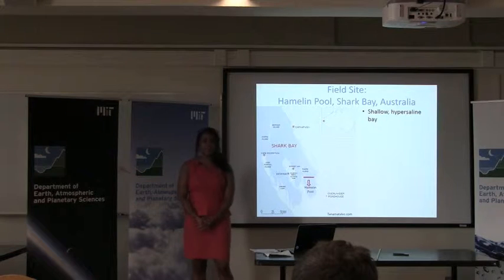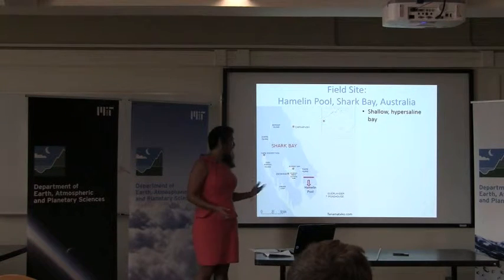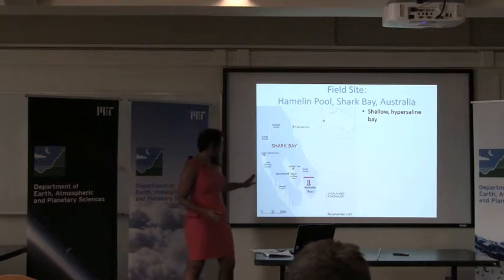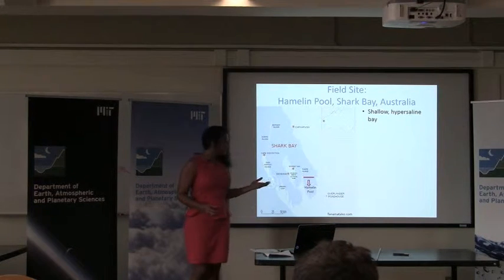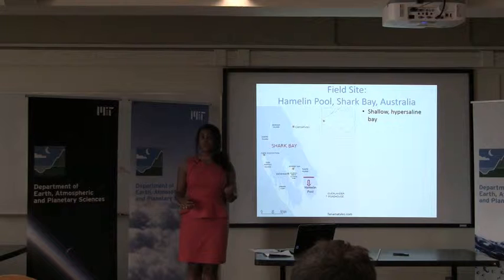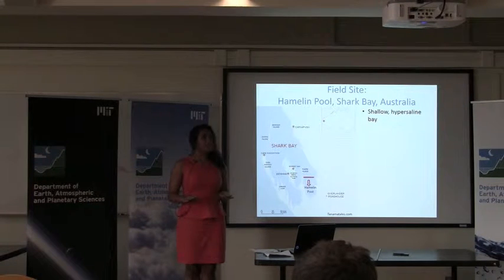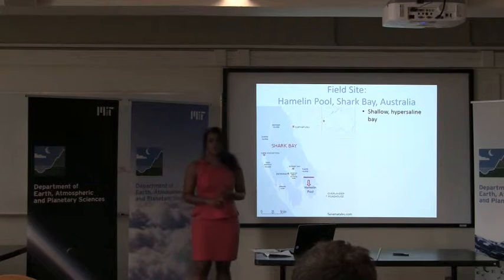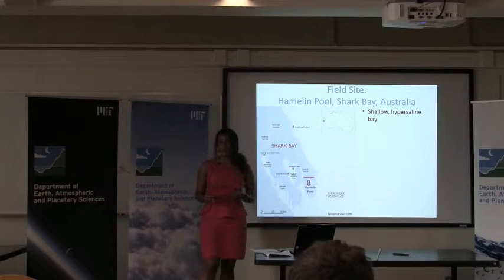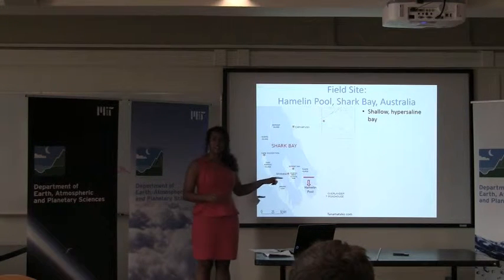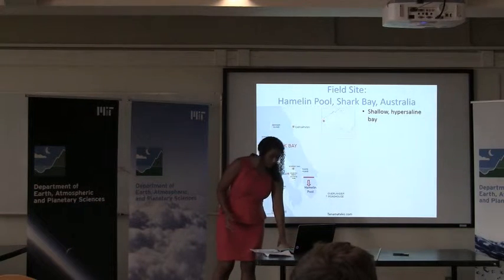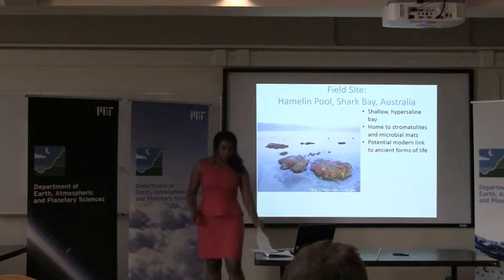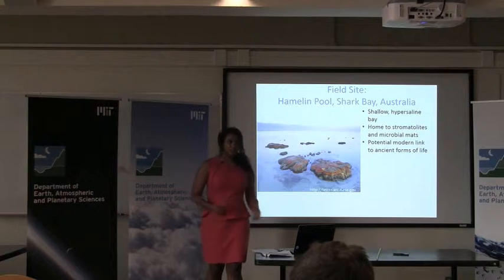Okay, so to start off, Hamelin Pool, Shark Bay, Australia is located in the western part of Australia. It's this part here. It's a very isolated U-shaped loop, and because of this isolation, it's very hypersaline. It's already shallow, about 9 meters in depth overall. There's not much river input. It's a very arid climate out there. And there's also not much contact with the outer ocean. So this hypersalinity is a really important factor of Shark Bay. It's also a really important factor in why there are stromatolites and microbial mats.